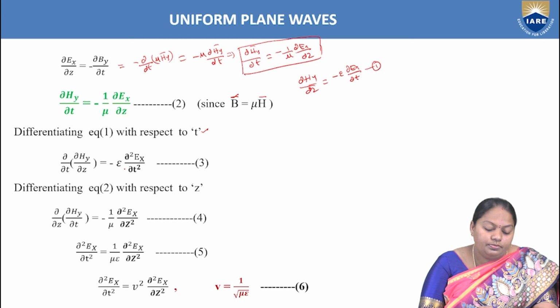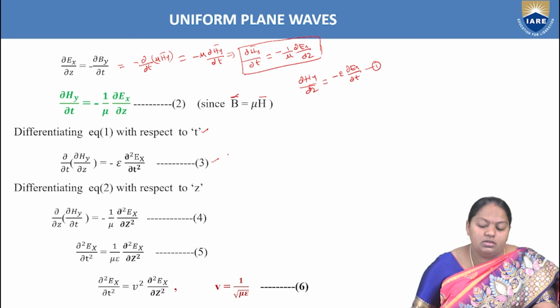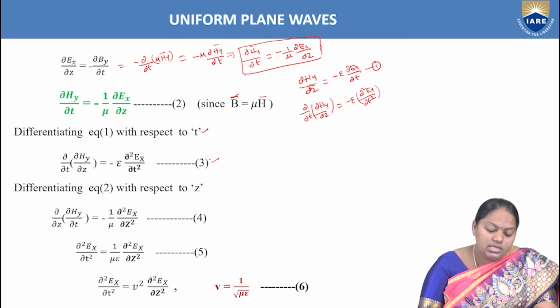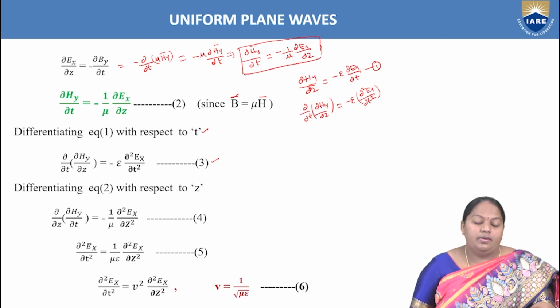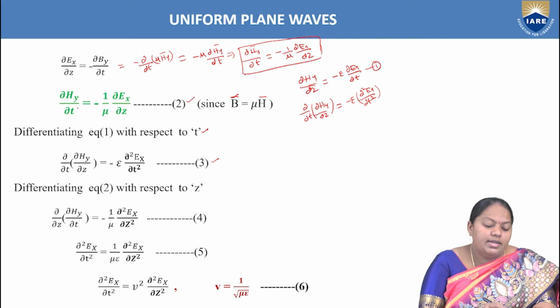This is equal to minus epsilon into, already we have dou by dou t, again differentiating with respect to t, hence it becomes dou square Ex by dou t square. Consider it as equation number 3. So dou by dou t of dou Hy by dou z equals minus epsilon into dou square Ex by dou t square. Now, to equate either the LHS or RHS of these equations, consider again equation number 2, where we have dou Hy by dou t. To equate it to equation number 3, we differentiate it with respect to z.